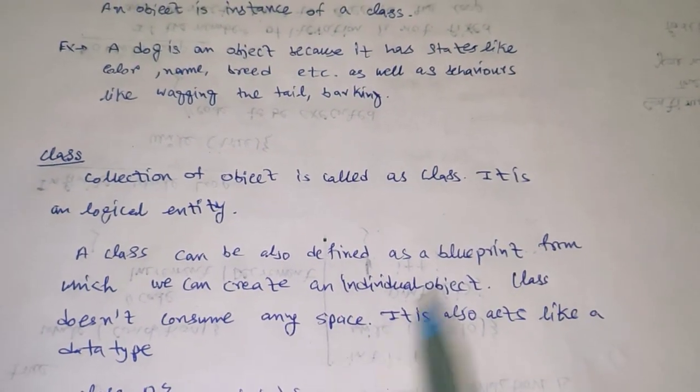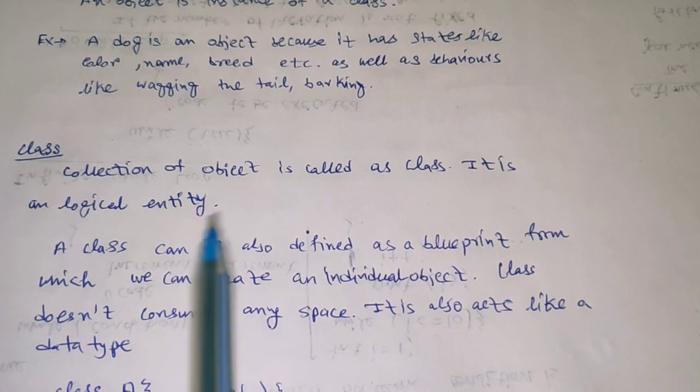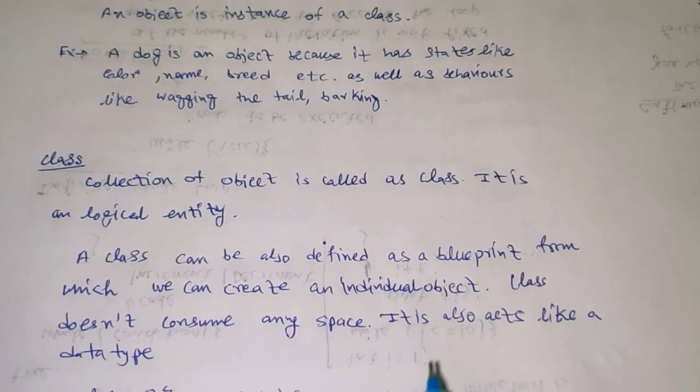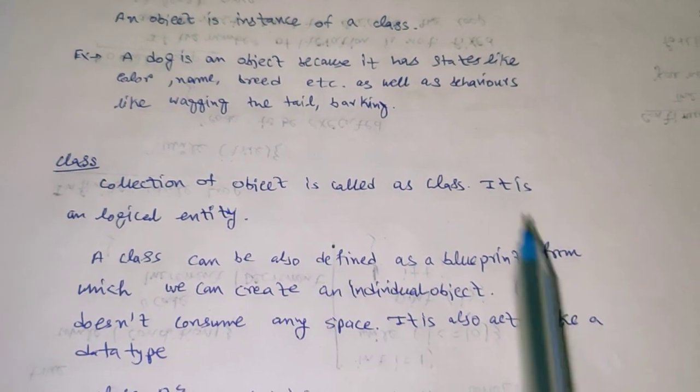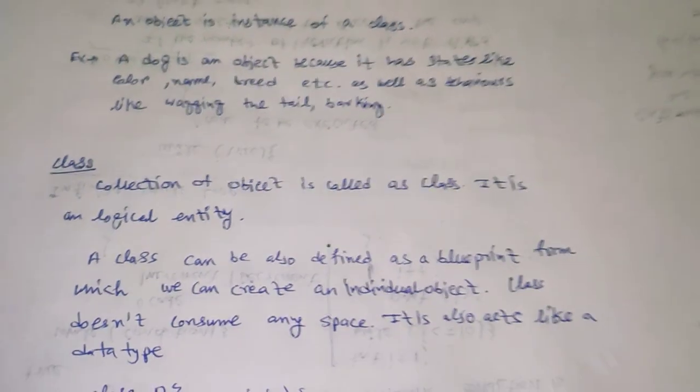A class does not consume any space because, as we previously said, it is a logical entity. It also acts like a data type like int, float. The class acts also like a data type.